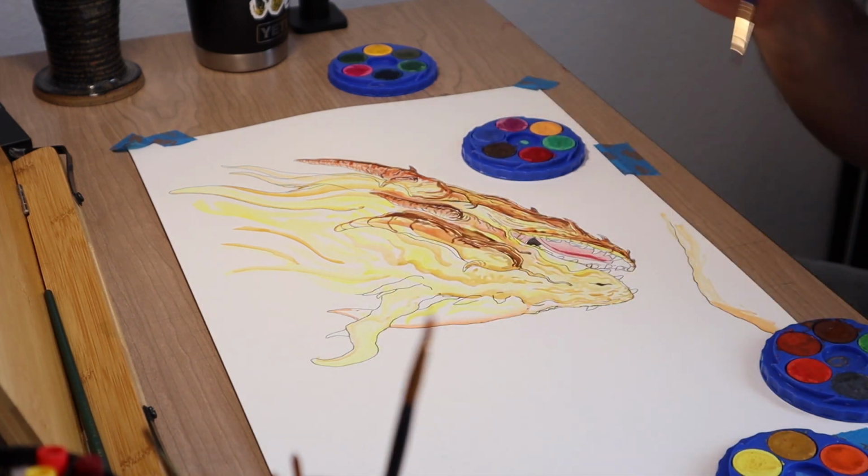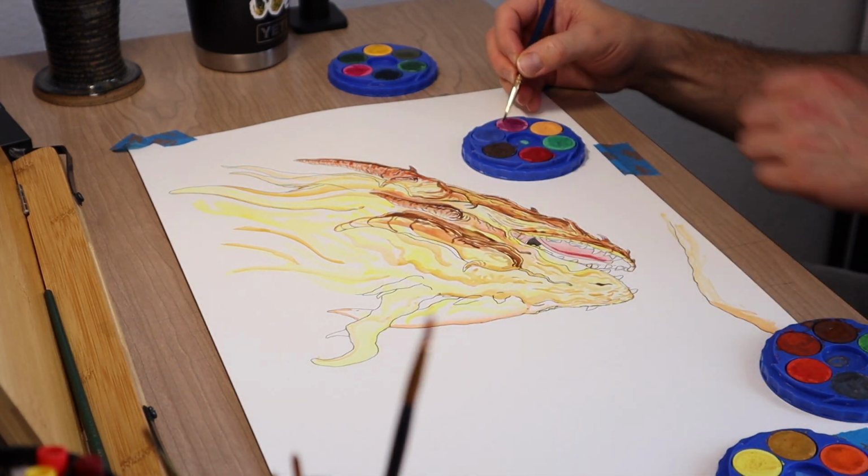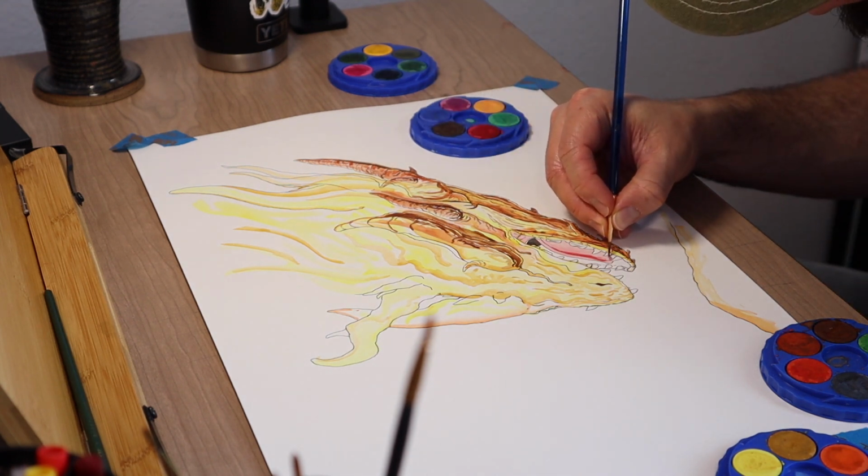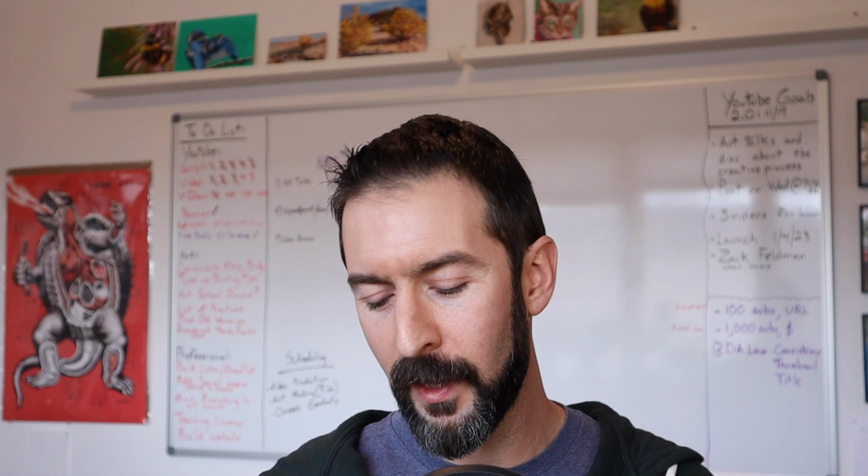Mix it with a brown or a red to tone it down. Mix it with some yellow or some blue to kind of pull it more towards one of those chromatic sides. So I like that rule.